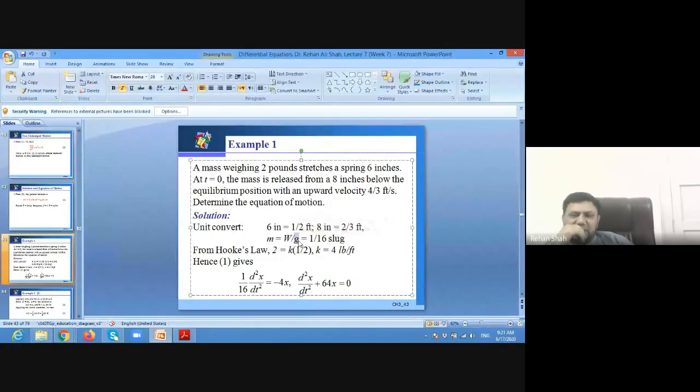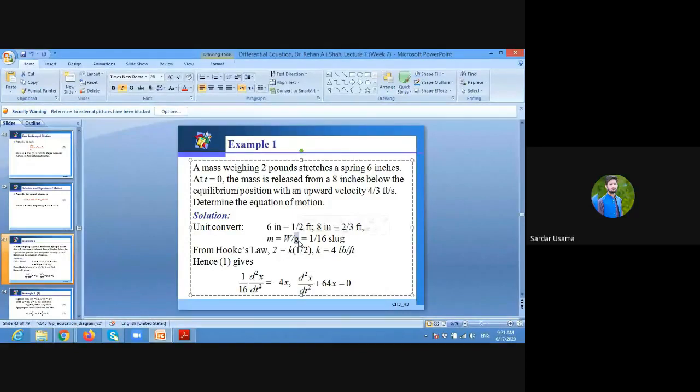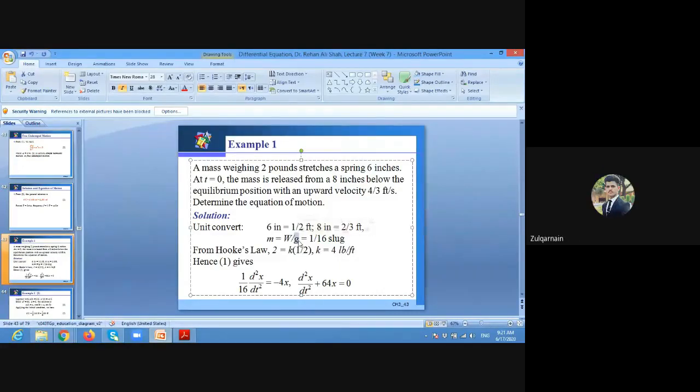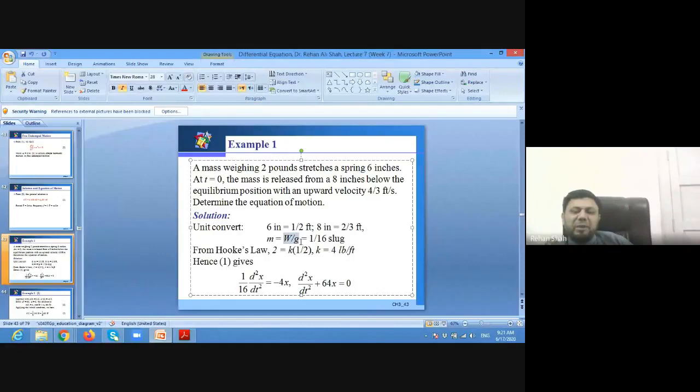Why did all of you fall asleep? No, sir. 32 feet per second square. Yes, sir. 9.8 meter, 32 feet per second square. So 2 divided by 32 is 1 over 16. So m is 1 over 16. Note this down.